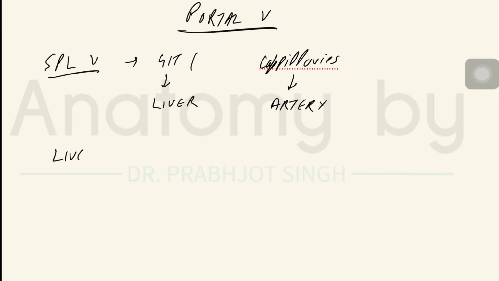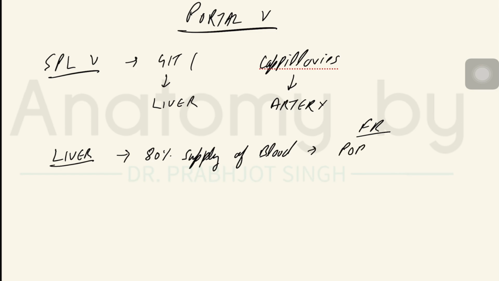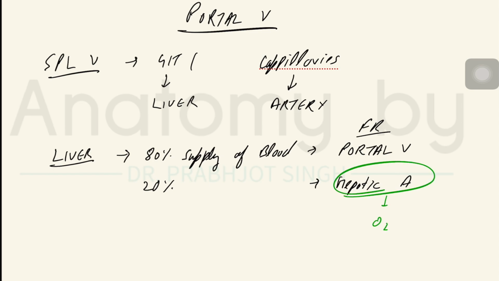So you have a liver. Liver receives 80% supply of blood from the portal vein and 20% from the hepatic artery. Hepatic artery provides oxygen, portal vein provides nutrients.